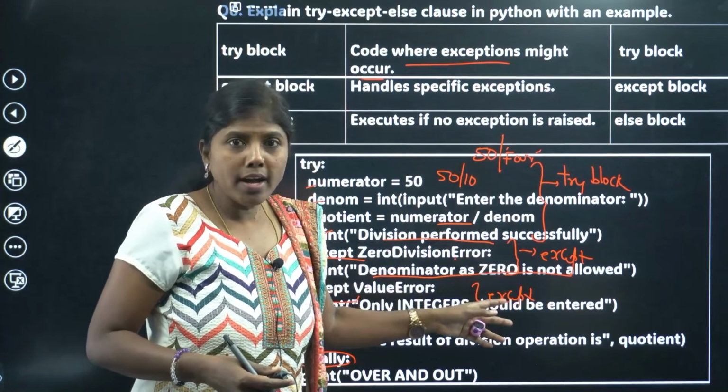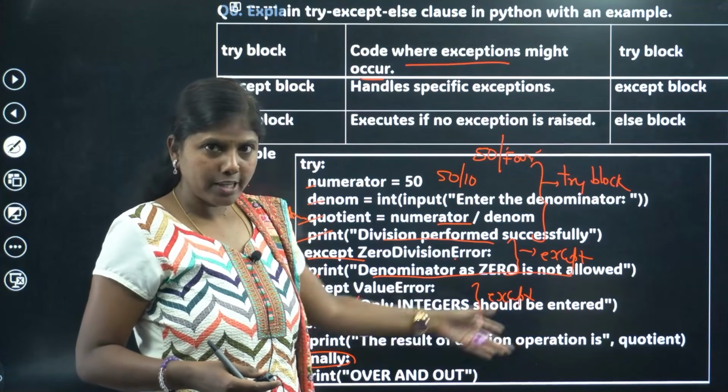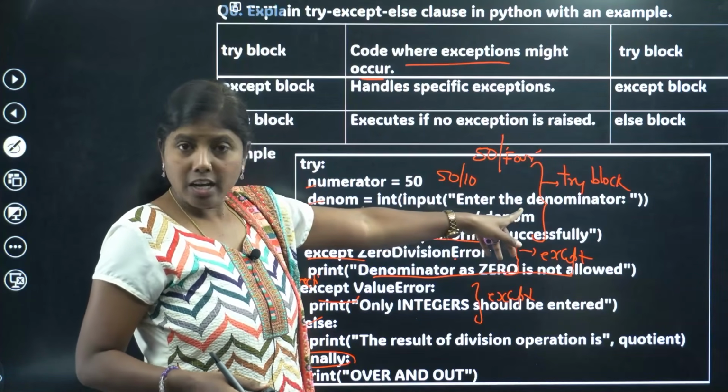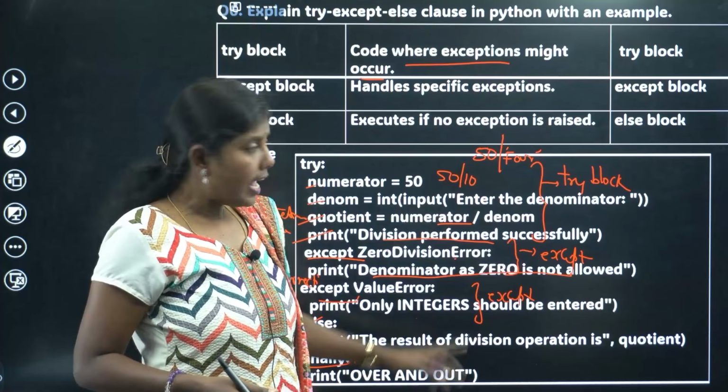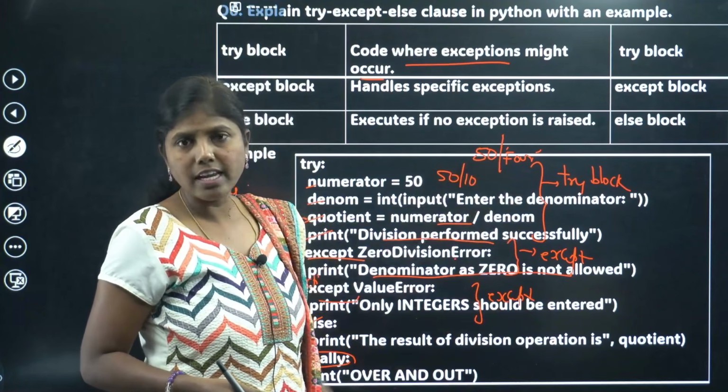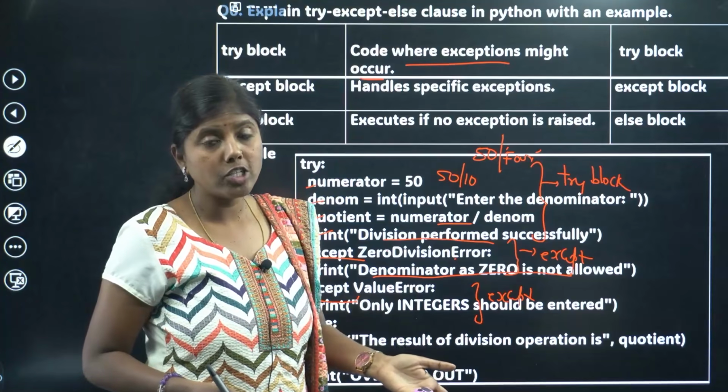There are two exceptions that may occur. For example, you may give a string instead of giving the denominator a number. Given a string, it gives a value error. And there is another error. For example, instead of giving 10, you've given 0. That is also a zero division error.